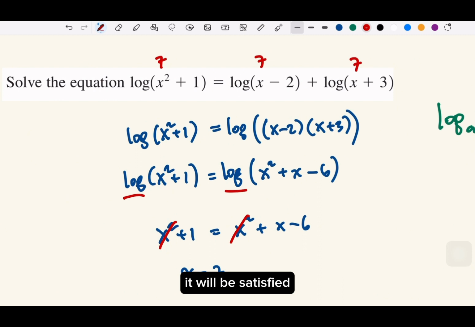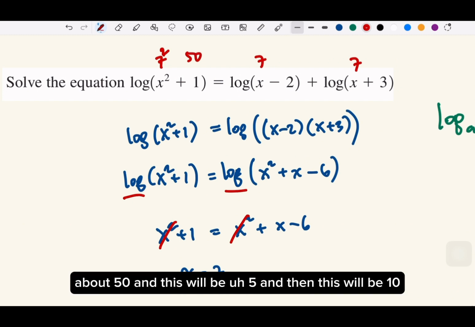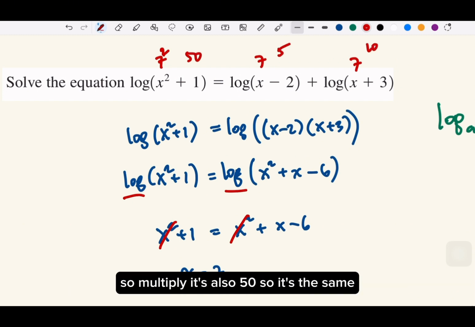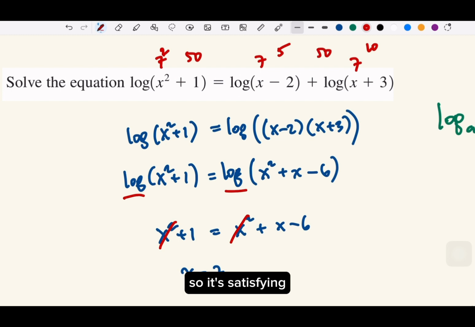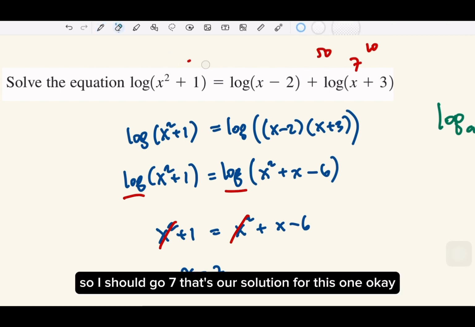It will be satisfied. So this will be 49 plus 1 is 50, log 50, and this will be 5, and then this will be 10. So multiplied, it's also 50. So it's the same, so it's satisfied. Okay, so x equals 7. That's our solution for this one.